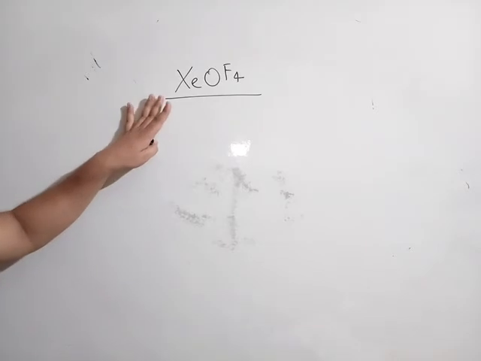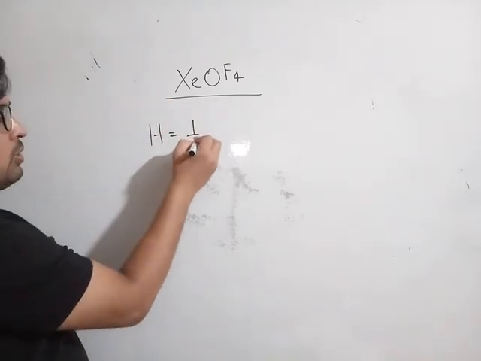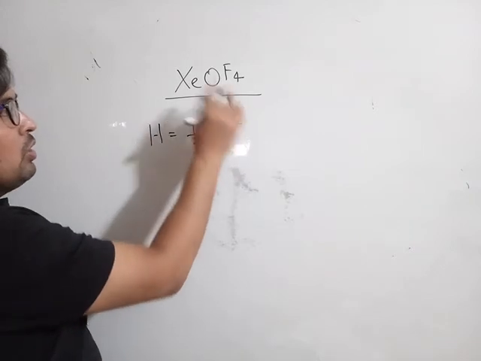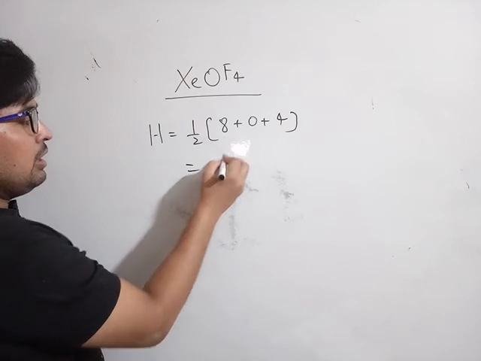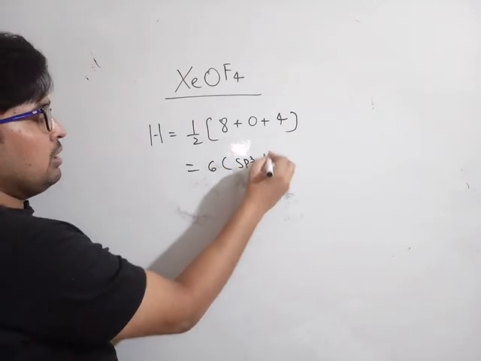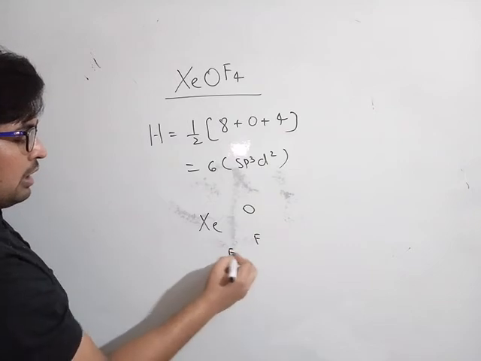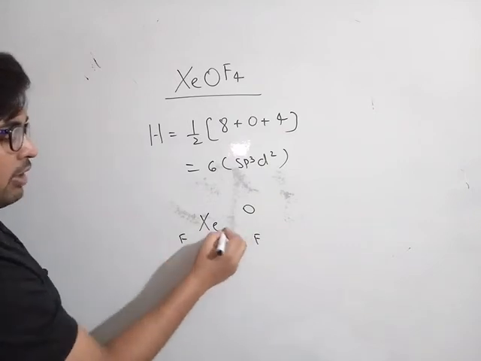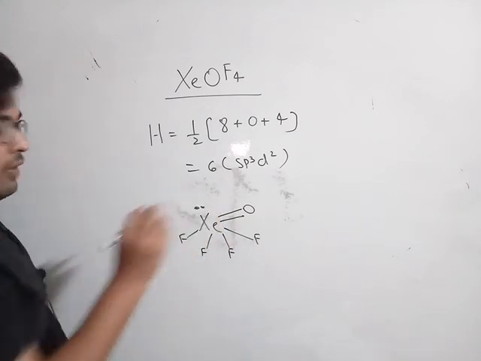Next we have to check for XeOF4 here. So if I check the case, H is equal to 1 by 2, the center atom will have 8 electrons. O we don't have to count here, and it will be 4. So it will be 6 here, sp3d2. If I check the case, let's say xenon, the others will be side atoms. F can maximum take 1 electron. O will take 2 electrons. So it will have a lone pair.